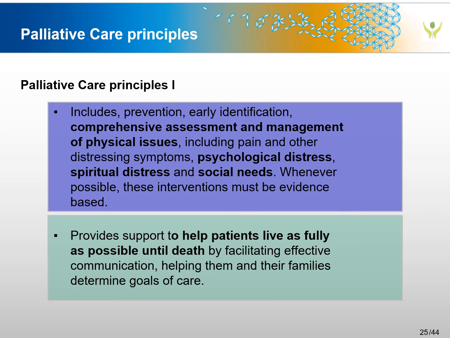The International Association of Hospice and Palliative Care consensus definition lists a number of palliative care principles, which are as follows. Palliative care includes prevention, early identification, comprehensive assessment and management of physical issues, including pain and other distressing symptoms, psychological distress, spiritual distress and social needs. Whenever possible, these interventions must be evidence-based. Furthermore, palliative care provides support to help patients live as fully as possible until death by facilitating effective communication, helping them and their families determine goals of care.